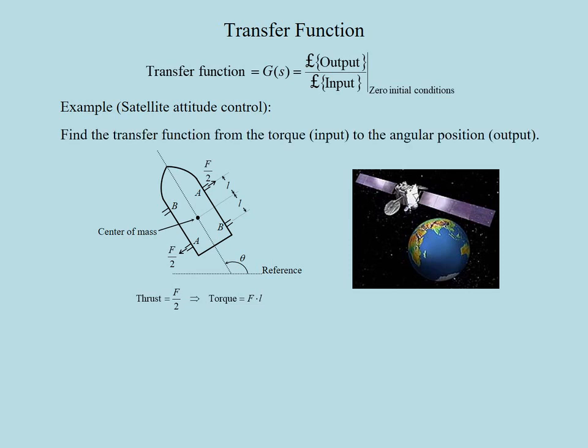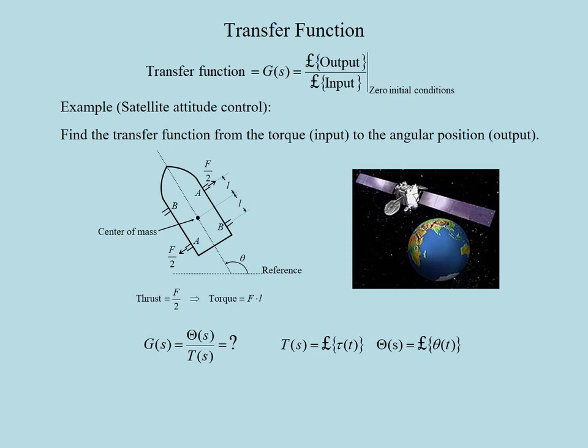Now we would like to find the transfer function from the torque, that is the input of the system, to the angular position theta, which is the output of our system. The transfer function can be obtained as the ratio of capital Theta of s to capital T of s, where capital T of s is the Laplace transform of the torque function and capital Theta of s is the Laplace transform of the angular position theta.